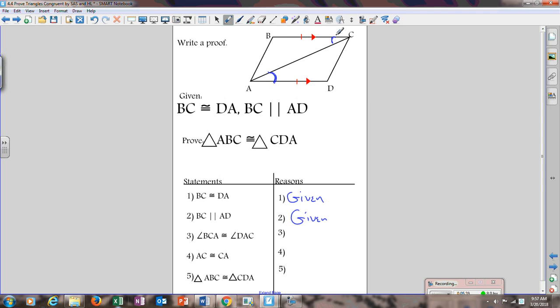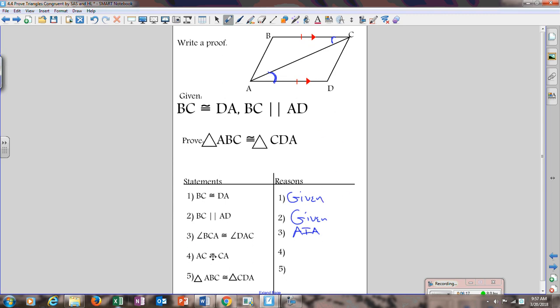If I look at that, we have two parallel lines, BC and AD, and it's being cut by a transversal. So this is alternate interior angles. All you have to do is say AIA. That's how you know. Or you could say alt int. Either one is fine. But I know that alternate interior angles are congruent. I told you that stuff was important.